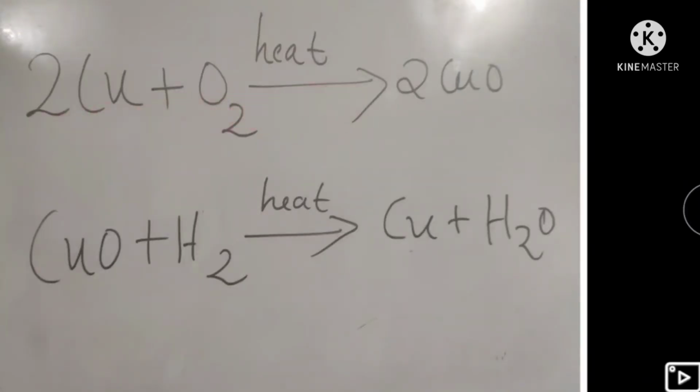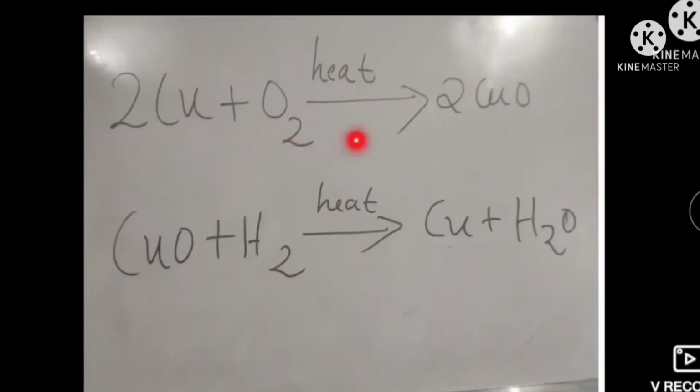Look at this equation. 2Cu plus O2 gives 2CuO. Copper plus oxygen gives copper oxide. What do you think? Is this reaction oxidation or reduction? This is an oxidation reaction, because oxygen is added to copper. Addition or gaining of oxygen is an oxidation reaction. This is an example of an oxidation reaction.